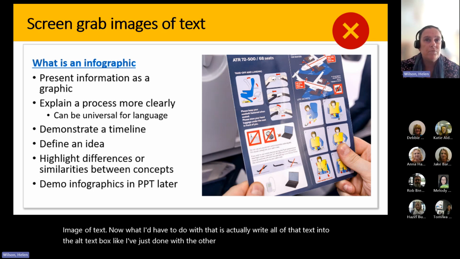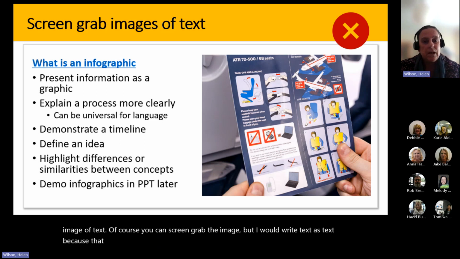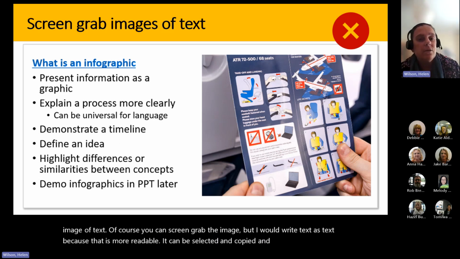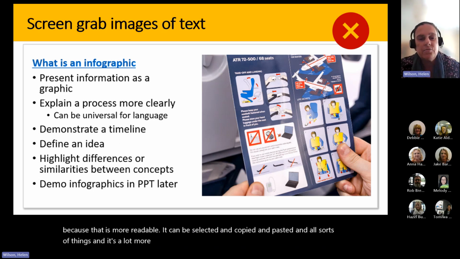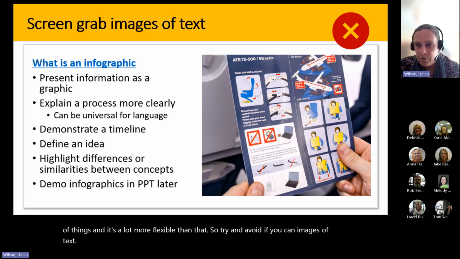So you're better off not using an image of text. Of course you can screen grab the image, but I would write text as text because that is more readable. It can be selected and copied and pasted and all sorts of things, and it's a lot more flexible than that. So try and avoid, if you can, images of text. So moving on.